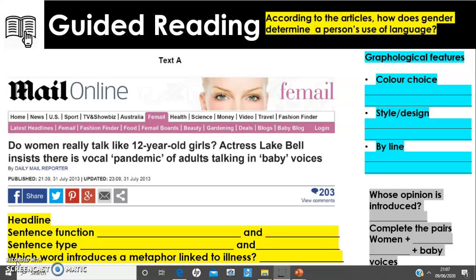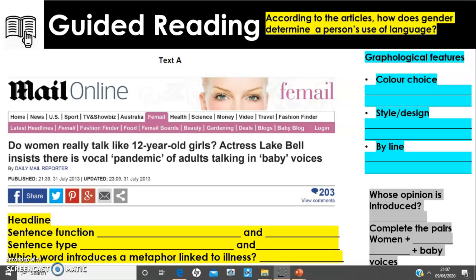Annotation. So what can you notice about graphological features? What are the color choices? What can you notice about the style and design of the page? Who does the byline credit? Now, if we're looking down and focusing on the headline, this yellow section, can you tell me the two sentence functions? Because there are two sentences here. What are the two sentence types? And which word introduces a metaphor linked to illness?